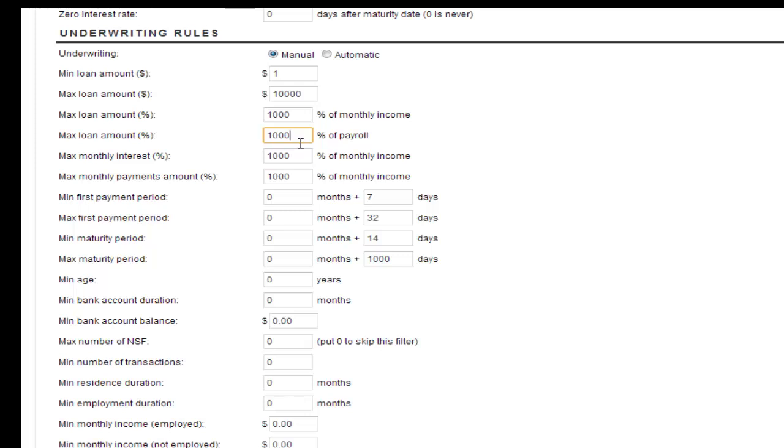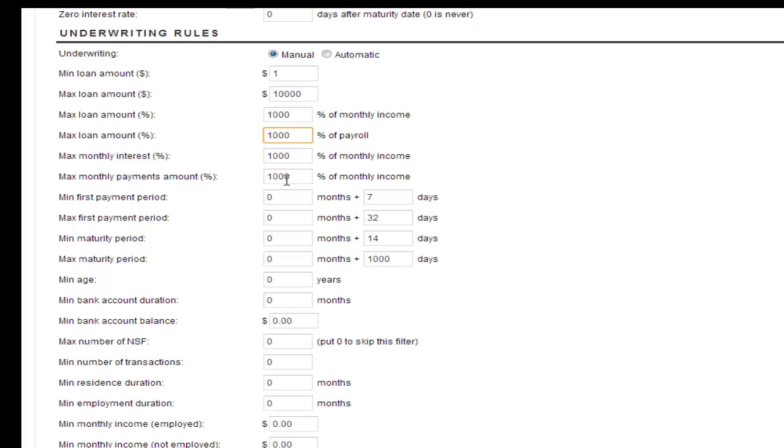The maximum monthly interest percentage. If you are limited as to what a customer can pay in interest based on the customer's monthly income, you would put a limitation in this section. And the maximum monthly payment amount based on a percentage. The state limits how much a customer can pay interest and principal combined for a payday loan based on his or her monthly income. You will put the percentage in here.